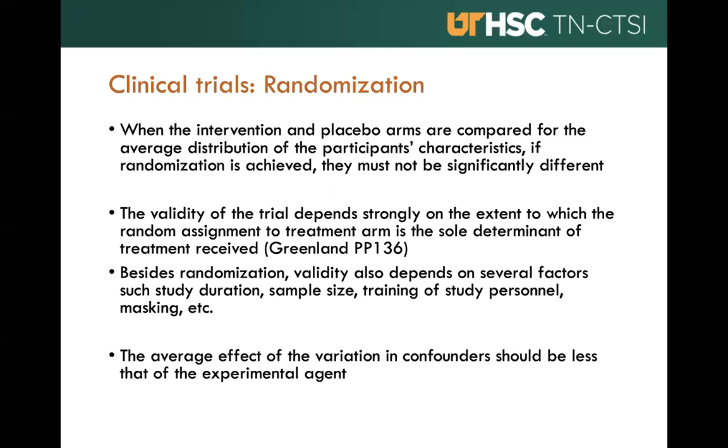So the average effect of the variation in confounders or participant characteristics should be less than that of the experimental agent. So when we say there must not be significant differences, except those that might occur by chance alone, we mean that the average effect of the variation in confounders or participant characteristics should be less than the average effect of the experimental agent or intervention.